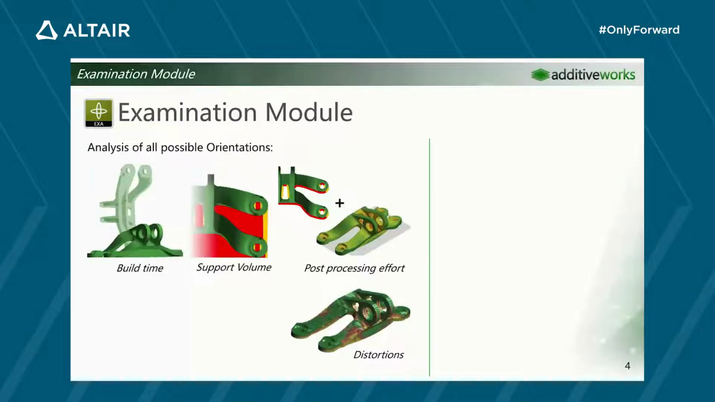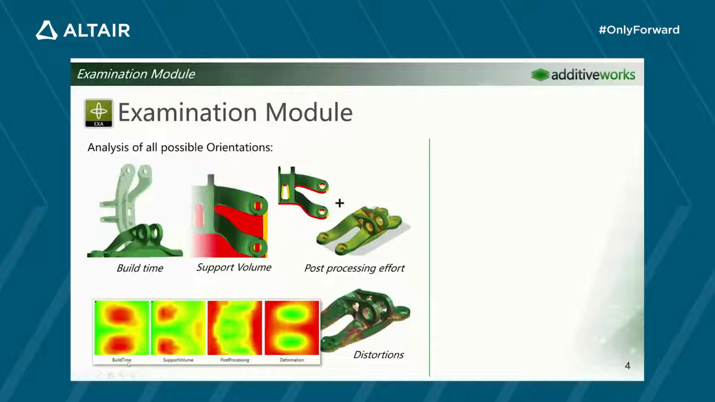As the examination module is probably not that well known as we usually show simulation, I have a small introduction of this module. Basically, we are using an import like an STL and rotating it over all possible orientations, analyzing build time, support volume, the post-processing effort, but also distortion. And based on this, we can create two-dimensional maps for the orientations. Both axes are one angle for the orientation, and high values are bad values, green values are the good values. What the ideal orientation is depends, of course, on the application.